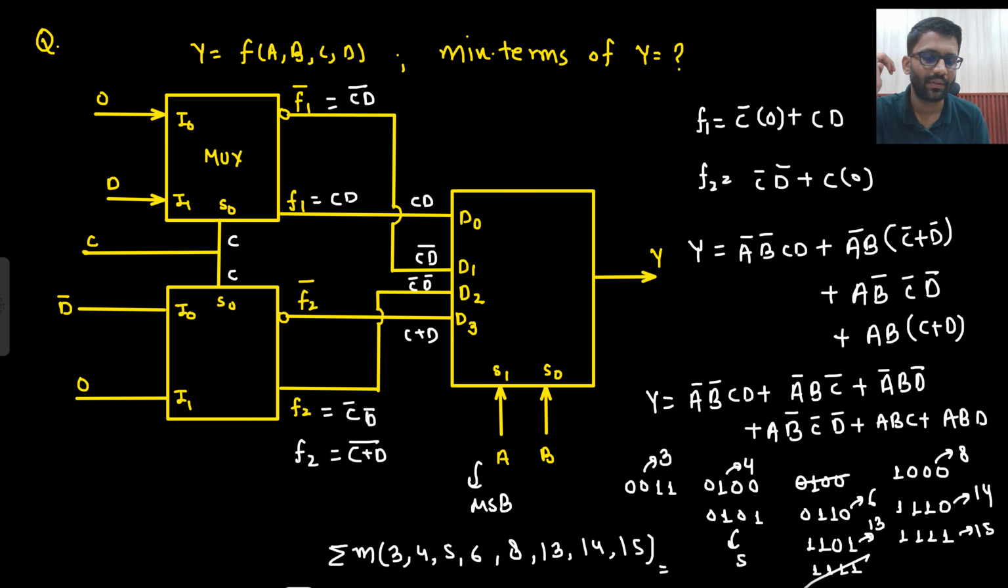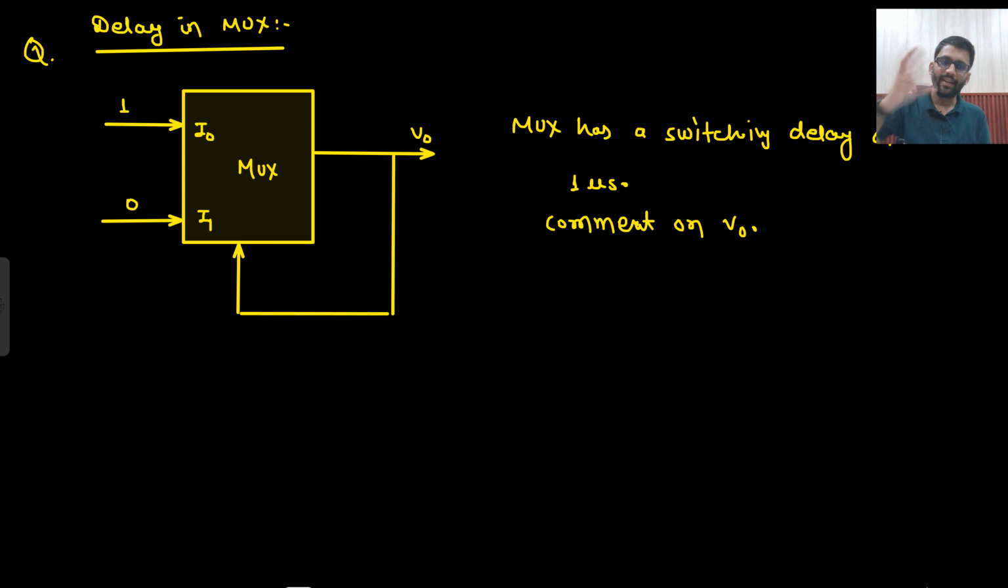Okay, well and good. Let's see some delay based problem. Now we are going to see a delay based problem. So MUX has a switching delay of 1 microsecond. Comment on V naught. Although 4 options will be mentioned, here why should we mention the options? We should have the concept.